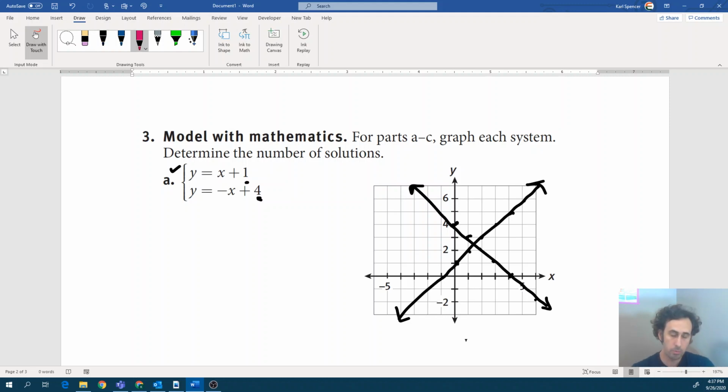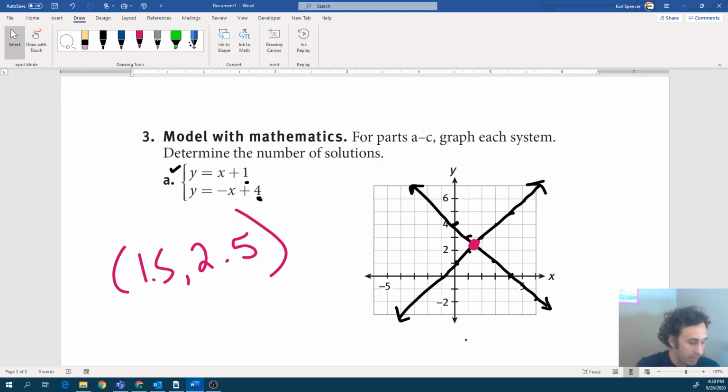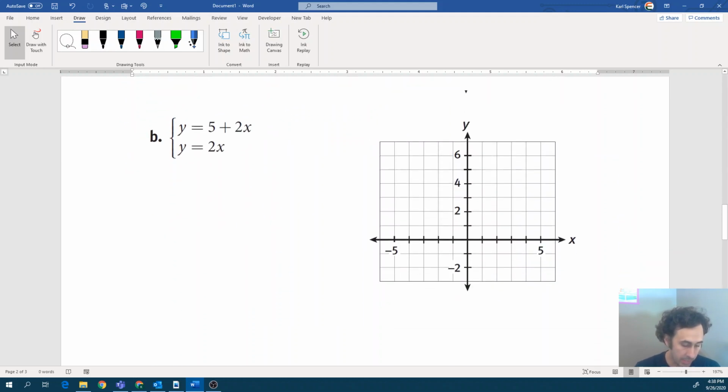Now, before we jump into actually solving them, we're just going to note how many times they intersect. So here, these two lines intersect at one spot. In this problem, that point looks to be about 1.5, 2.5. Now, we'll be a little more precise in the coming problems, but just so you get the idea, we're looking for that intersection. Where do these two lines cross?